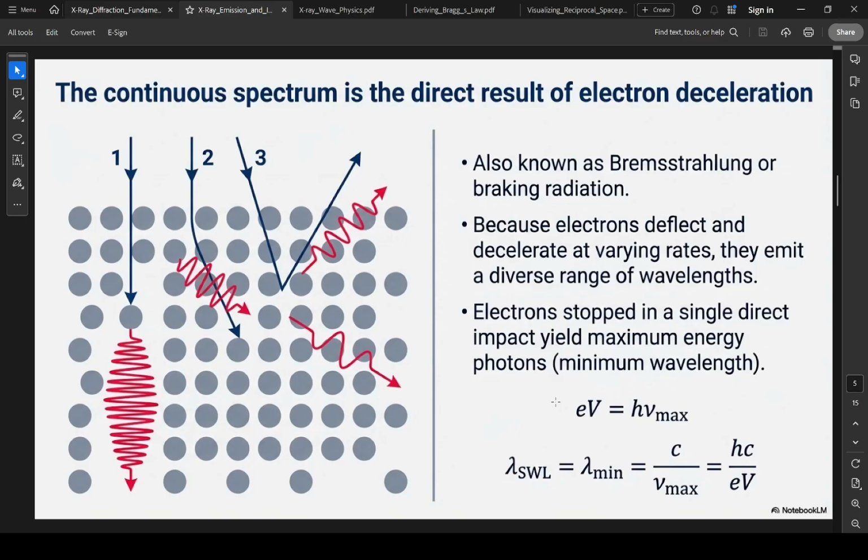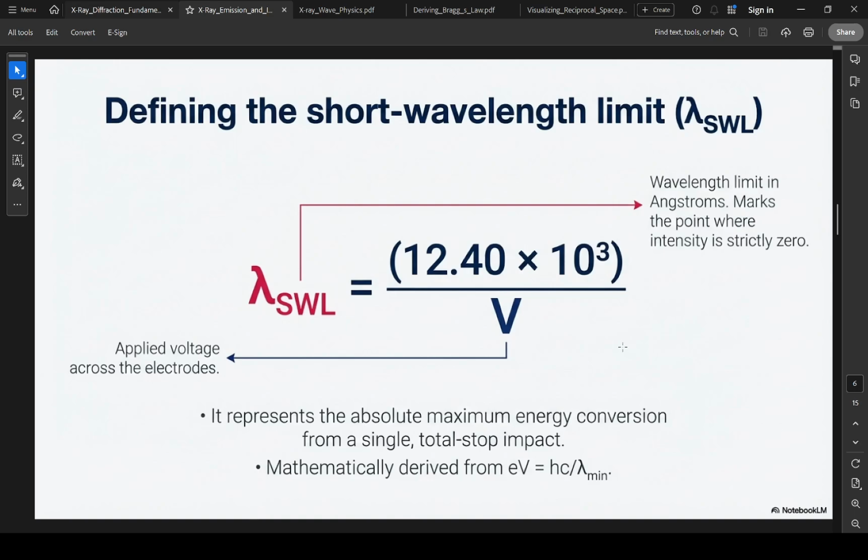your well-known formula eV equals h nu max. So this is the limit of wavelength. It is called the short wavelength limit, which is the minimum wavelength, given by c by nu max, or hc by eV. And by putting in the values for h, c and e, you will get lambda SWL equals 12,400 divided by V, where lambda is in angstroms and V is your applied voltage.